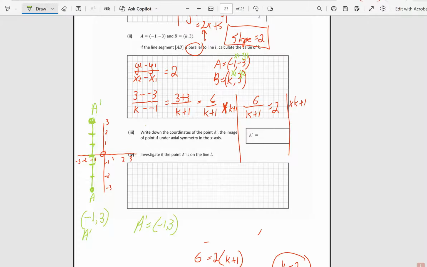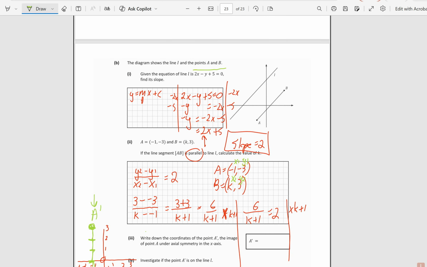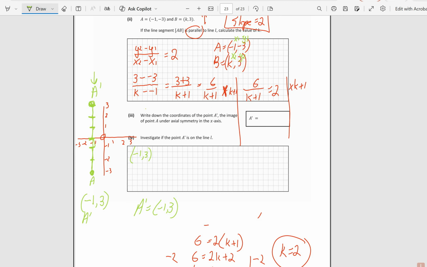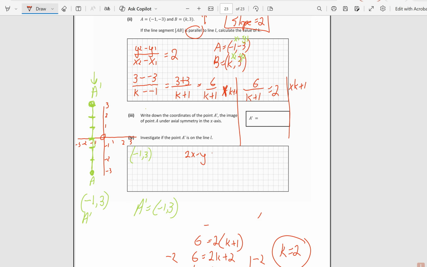And the last thing then is investigate if A dash, which is this, which is minus 1, 3, is on the line L. Well, let's see. Where have we an equation for the line L? We do. Look, here it is. 2x minus y plus 5 equals 0. We want to find if this point, minus 1, 3, is on line L, which is this.